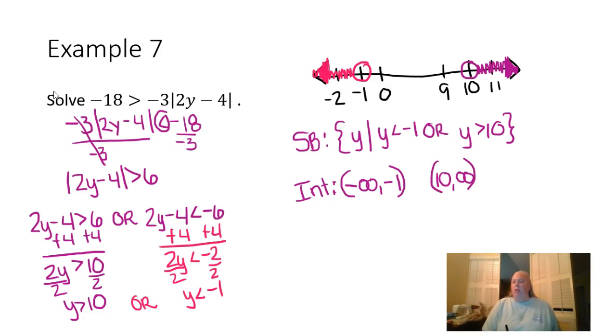And then remember, to show that there were two places where I had solutions, I need to put the little union symbol in there to show that my solutions are here or they're over here.